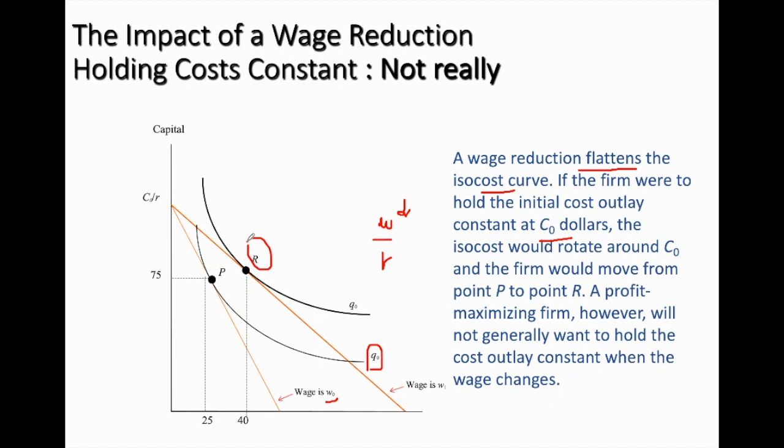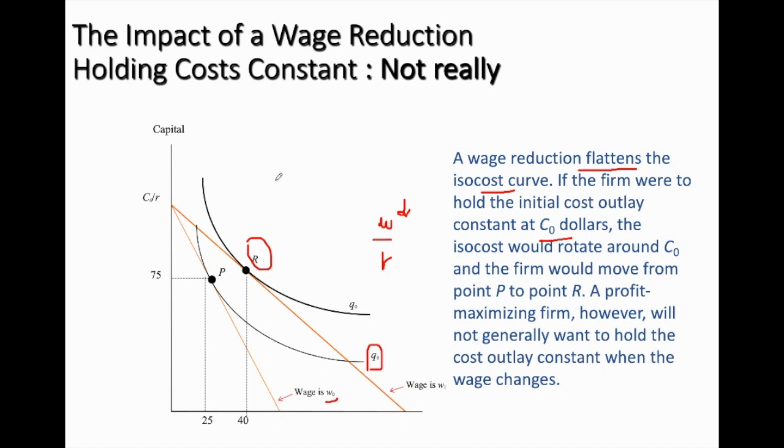However, when there is a change in the wage rate, such as the wage rate declining from W0 to W1, as indicated here, a profit maximizing firm generally does not hold its cost outlay constant. The cost incurred by the firm before and after the wage change is not necessarily the same, because now the firm can adjust both inputs, capital and labor, in consideration of the change in the wage rate.